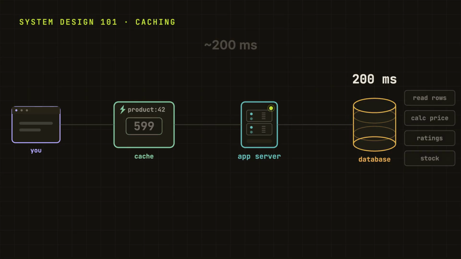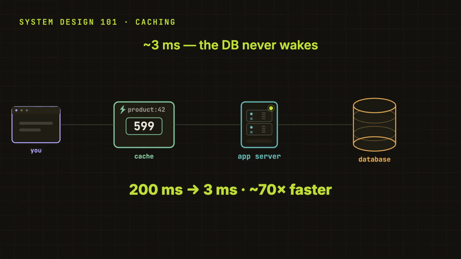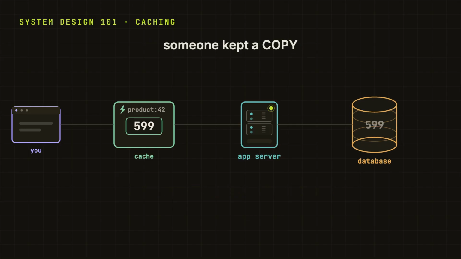Fine. Now you refresh the exact same page, and this time it comes back almost instantly, like 3 milliseconds. Same page, same server, but almost 70 times faster. So, what happened in between? What happened is, the first time someone kept a copy of the answer, so the second request never did all that work again. It just grabbed the copy, and that, at high level, is caching.